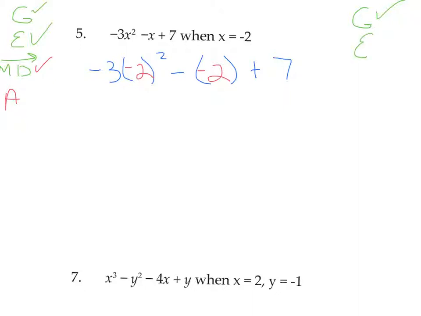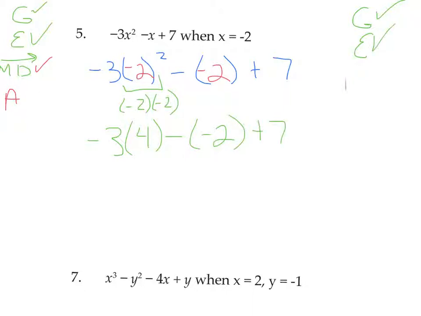The next step is exponents, and we do have an exponent here. Negative 2 times negative 2 makes positive 4. And then carry down everything you haven't used. After exponents, multiply, divide, left to right. So here we have a multiply, and actually we can cancel these negatives as part of our multiply. So negative 3 times 4 makes negative 12. When we cancel these minus signs, we get plus 2, plus 7. So canceling those minus signs is part of the multiply.